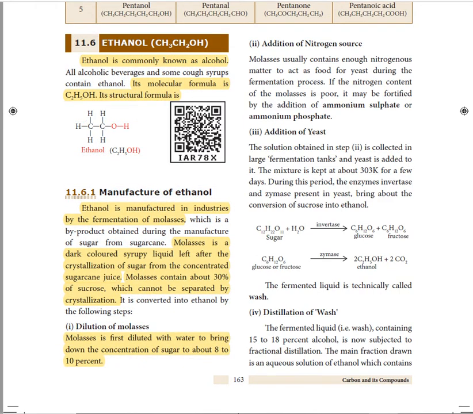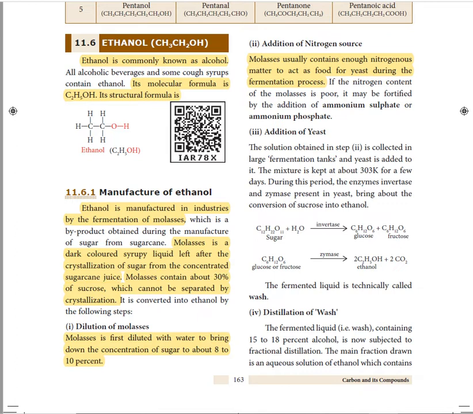Then in the next step, we have to add a nitrogen source. Molasses actually contains enough nitrogenous matter to act as food for yeast during the fermentation process. But if that is not present in sufficient quantity, it can be increased by the addition of ammonium salts, either ammonium sulfate or ammonium phosphate. So the first step is dilution to about 8 to 10%, and the second step is adding ammonium sulfate or ammonium phosphate.